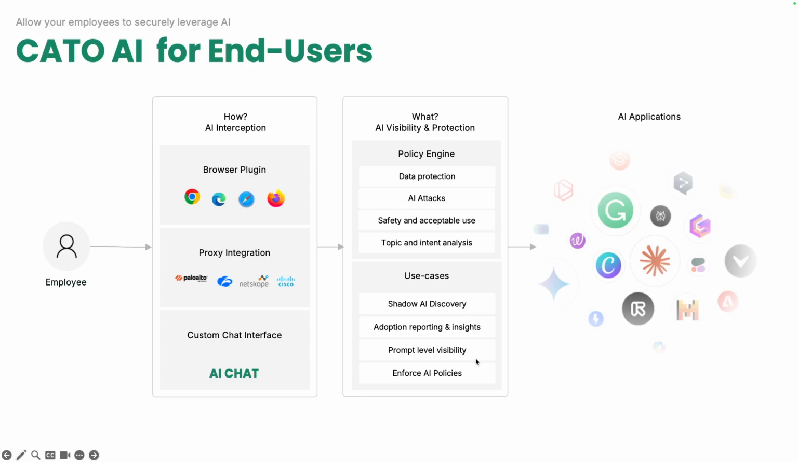Third is prompt-level visibility. From the governance perspective, you want to have visibility into the different prompts users are giving across those AI applications, and at the same time you want to put in enforcement, or create an AI policy according to the corporate policy your organization has, and allow the user in a restricted manner. These are a few of the use cases, and we'll see how much I can show you today.